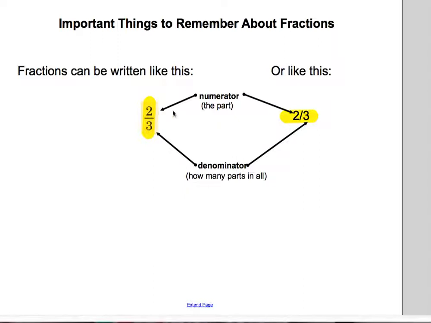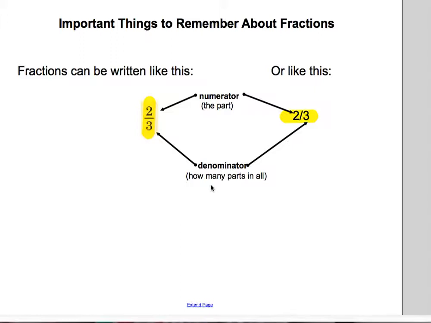The top number, or the first number in this case, is the numerator. And remember, the numerator is representing the part of the set that we have, or the part of the set that we're missing, whatever the situation is. The number on the bottom, or the number to the right here, is the denominator.